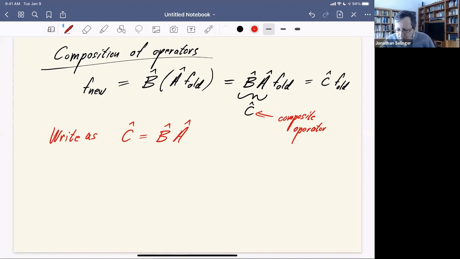Now, when I write it this way, it looks as if it's multiplication, but it's not multiplication. It's the composition of operators. So let's think about some examples of that. Here is my table of examples.